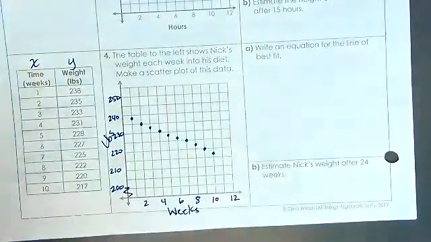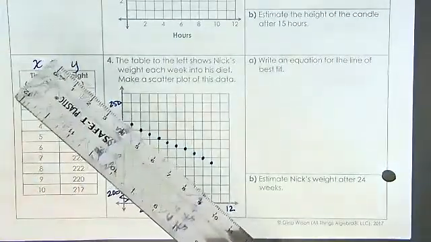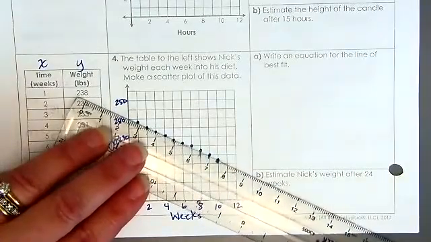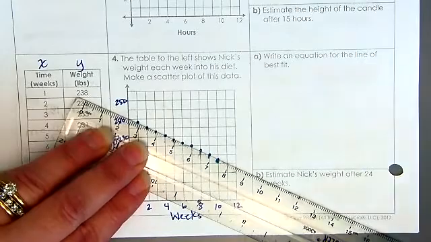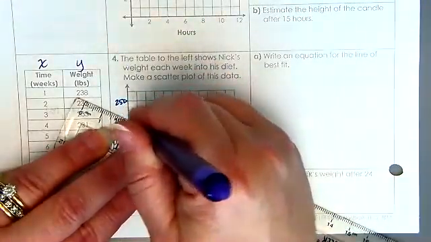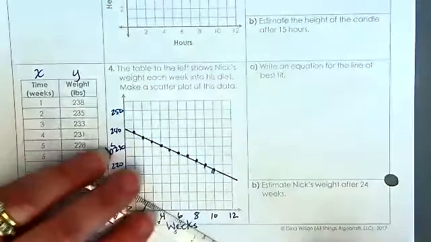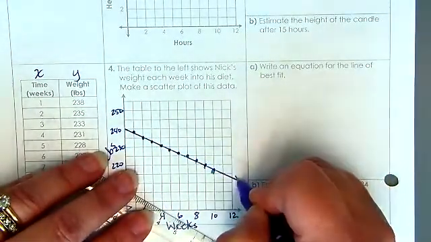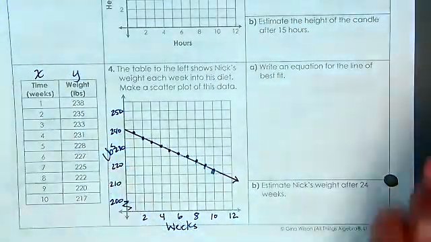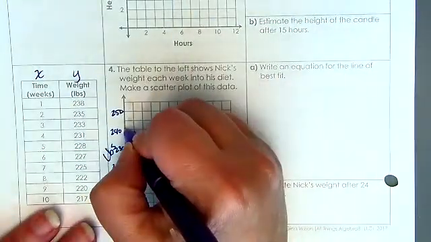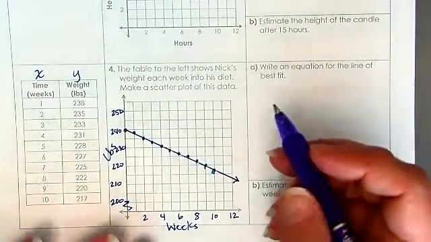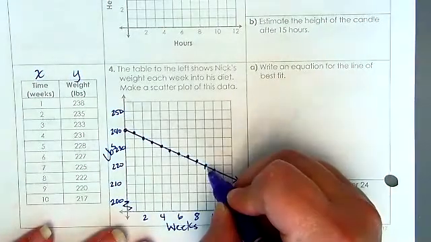Okay, so now remember, we want to draw a line that kind of goes through this data. So we want it to be in general kind of going through the middle of everything. Remember, you might notice I've got a little bit above, a little bit below. It's kind of going through the middle of the points. Okay, so it says write an equation for the line of best fit. I know I'm going to use the y-intercept. Okay, then I'm going to try and find another point that's on my grid.